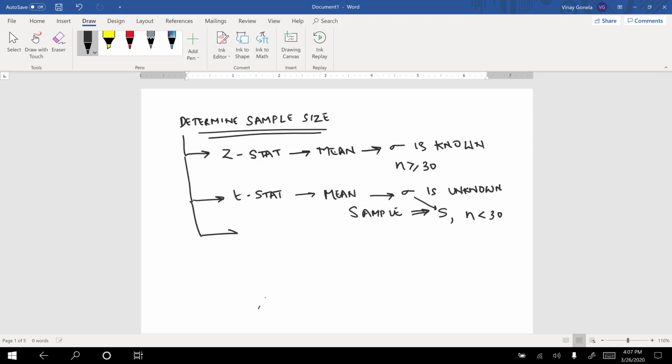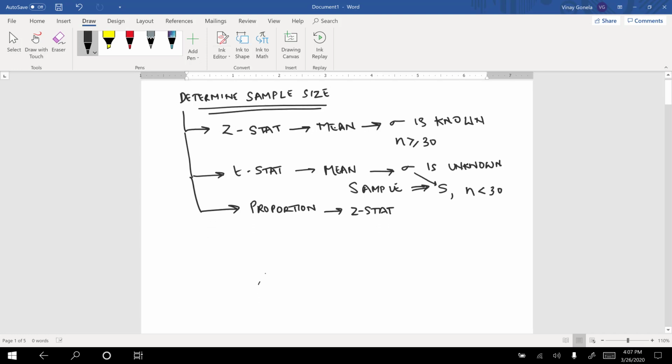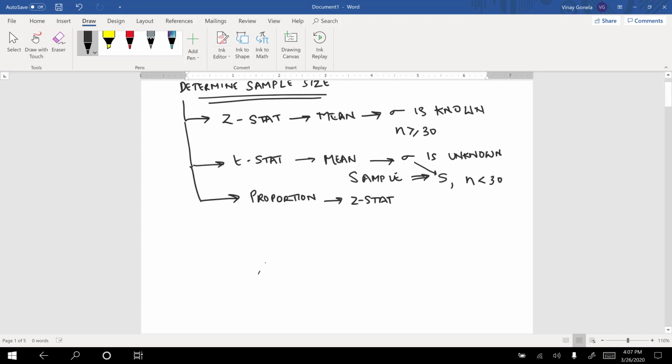And then finally we have proportion. So this is a different problem. So in this also you use z-stat. So based on this, we have a margin of error for each one of the areas, and we will use that margin of error to determine the sample size.